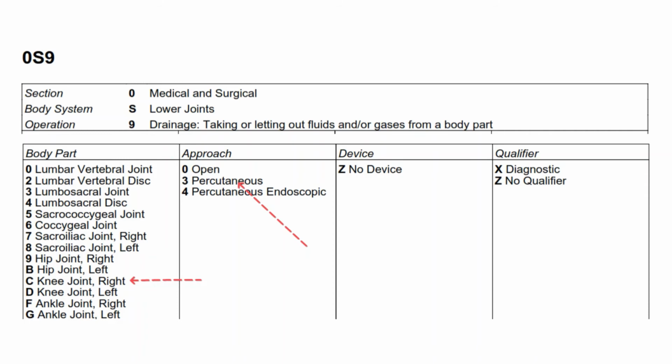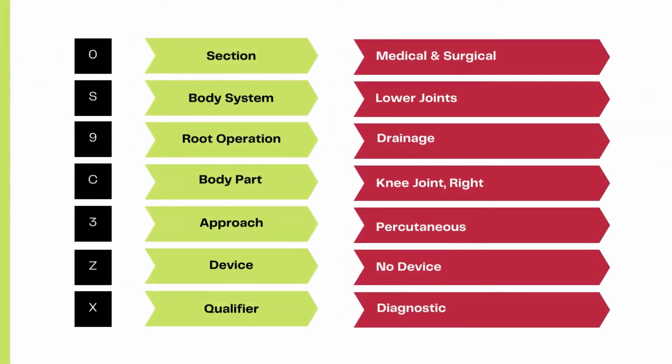The third character, root operation, is drainage. The fourth character, body part, is right knee joint. Approach is percutaneous since the procedure was done by inserting a needle and not a scope. No device for the sixth character. And the seventh character is X because this is a diagnostic procedure. So the code for the arthrocentesis of the right knee joint is 0, S, 9, C, 3, Z, X.